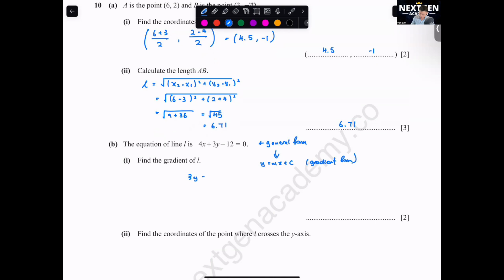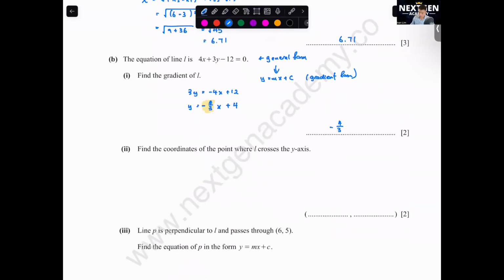Rearrange it. So 3y equals negative 4x plus 12. y equals negative 4 over 3 x plus 4. This will be your m value. So m is equal to negative 4 over 3.